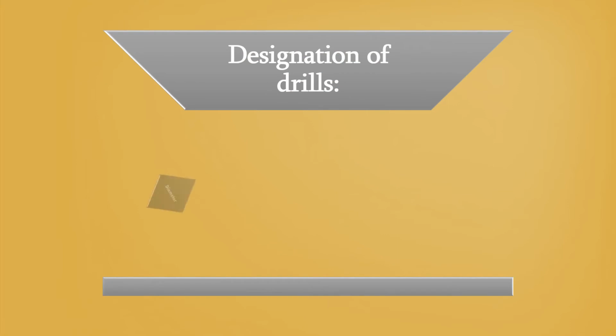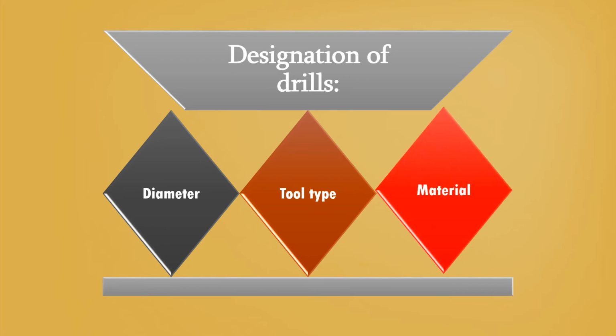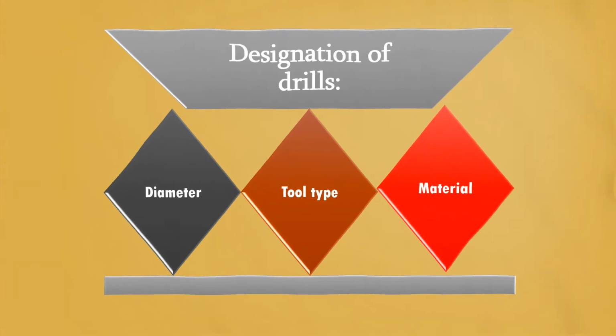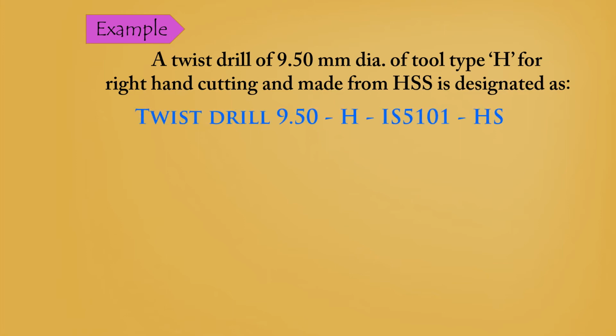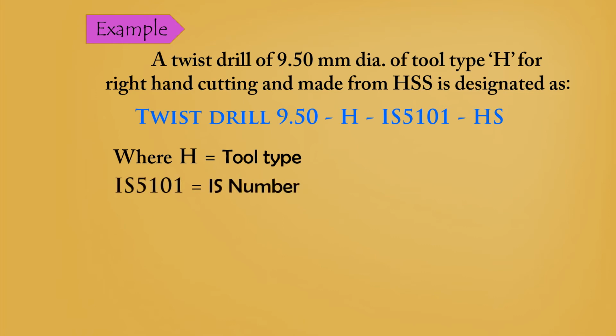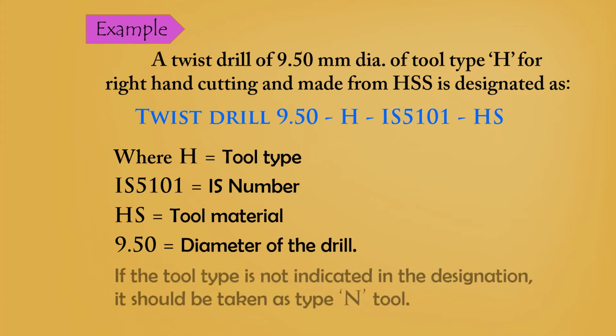Designation of drills. Diameter. Tool type. Material. Example. A twist drill of 9.50 mm diameter of tool type H for right hand cutting and made from HSS is designated as twist drill 9.50 H IS5101 HS, where H equals tool type, IS5101 equals IS number, HS equals tool material, 9.5 equals diameter of the drill. If the tool type is not indicated in the designation, it should be taken as type N tool.